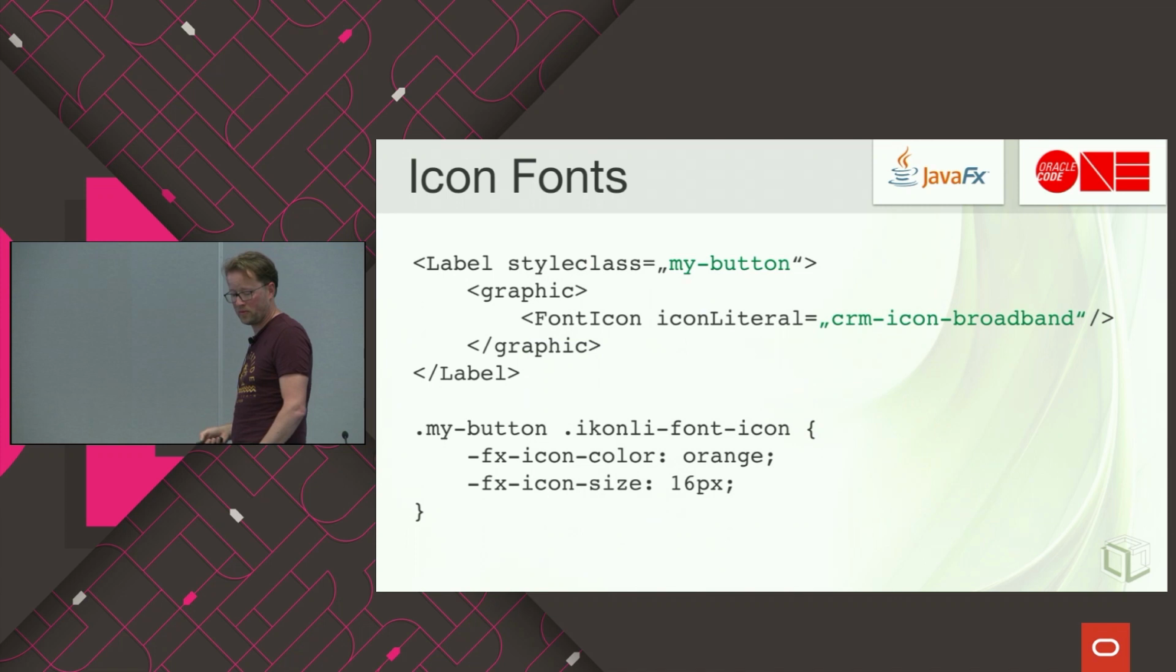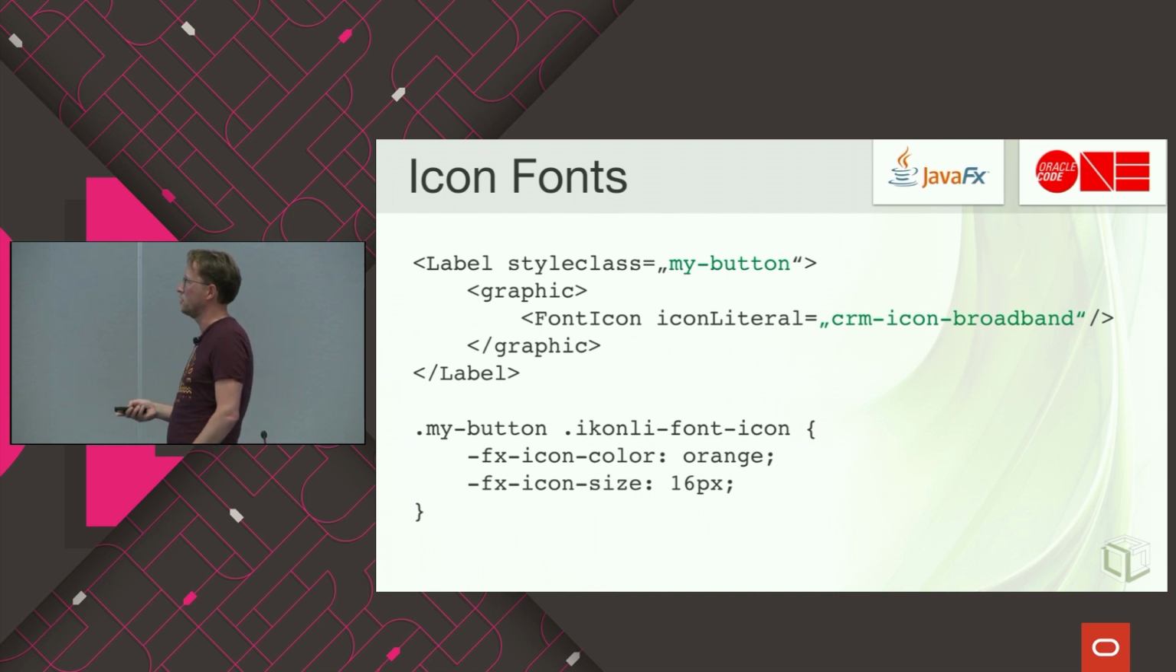Okay. Now that you've done this work, you can reference the icons within FXML like this. You just create an instance of font icon, and you pass in the name of the icon. So that's one way of doing it. In this case, the icon is placed inside a label, and the style class of the label is my button. And then you can style it like this: my button, Ikonli font icon, and you can set the color and the size of the icon. All right? And then you're back in the JavaFX world, right? No special treatment. You're familiar with these stylable properties. Everything is good.